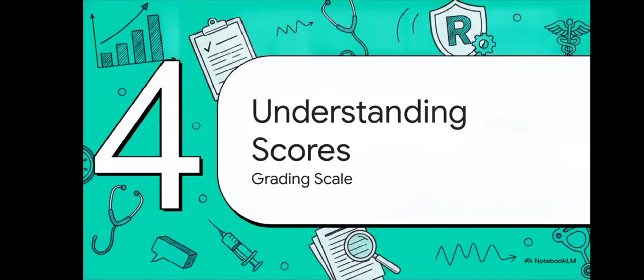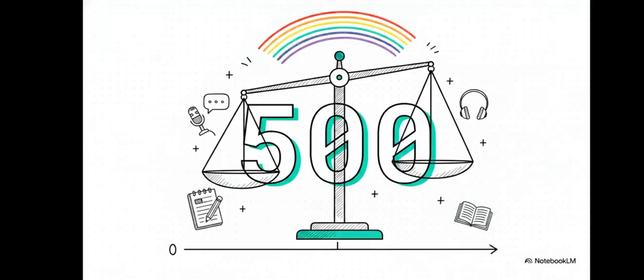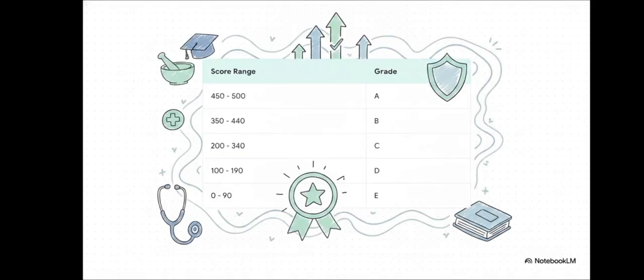Section 4. Understanding your OET score. Let's talk numbers. The magic scale, 0 to 500. Each of the 4 skills stands completely alone and is graded on this exact scale. Notice how there's no overall average score calculated here. Actually, scratch that. It's more like each of your numerical scores is mapped directly to a letter grade, A through E, for every single individual section.